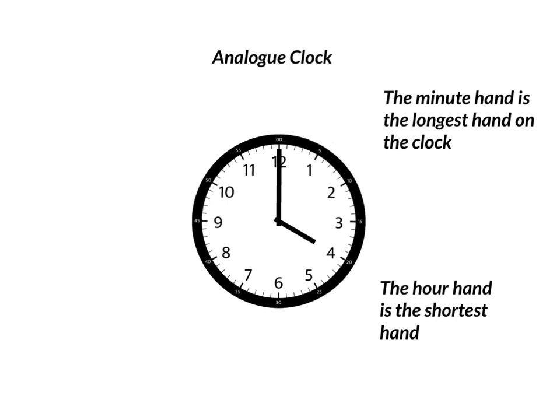The first hand is an hour hand. The hour hand is the short hand and only moves between two numbers in an hour. The next hand is the minute hand. It's the long hand that moves the whole way around the clock in 1 hour.